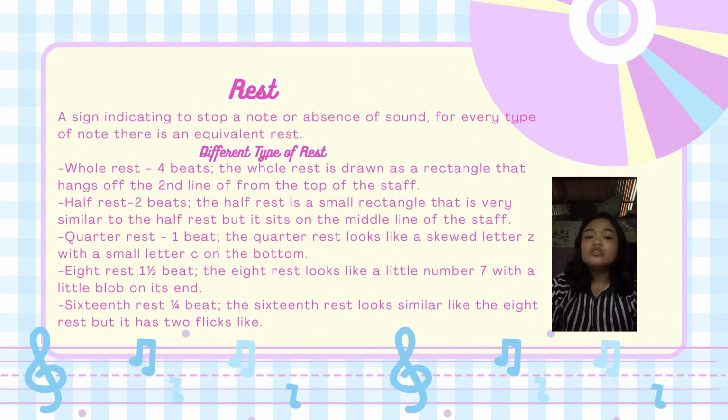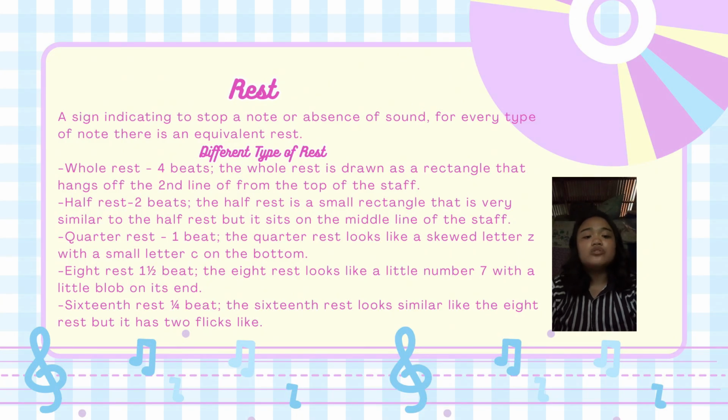So like a note, there's also a different type of rest. So what is a rest? A rest is a sign indicating to stop a note or an absence of sound. For every type of note, there is an equivalent rest. First is the whole rest. The whole rest is 4 beats.